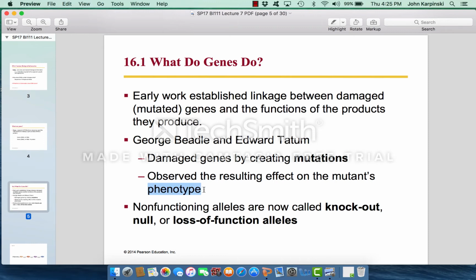Specifically in the phenotype, which we haven't defined yet in this class, I think, but the phenotype is the visible characteristic that is expressed by or is derived from the genotype, which is the genetic sequence.